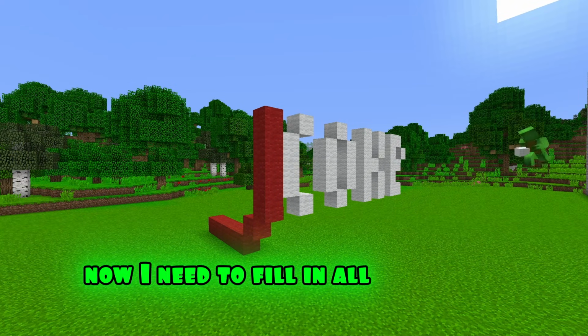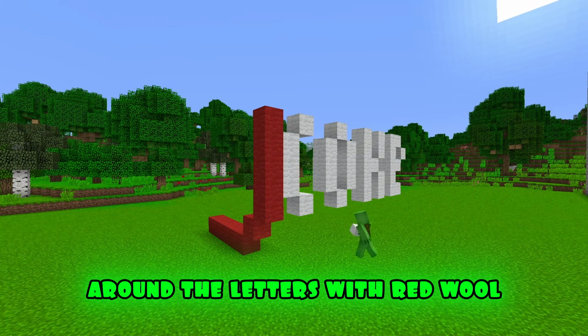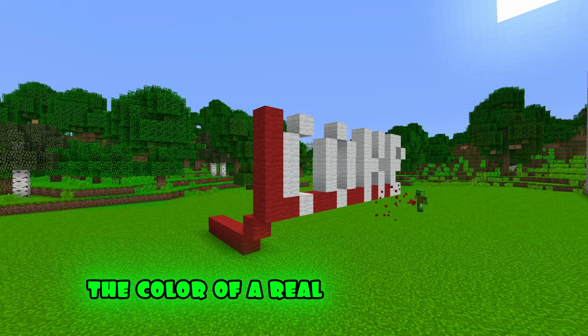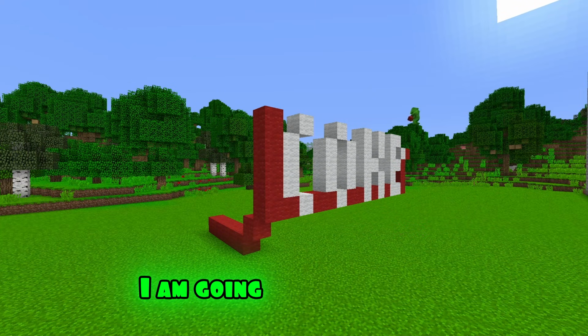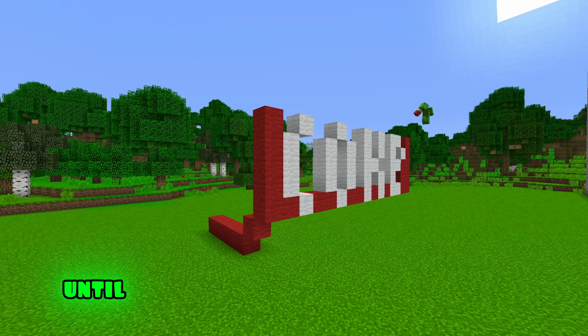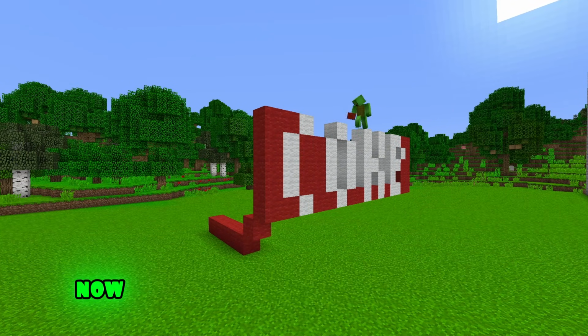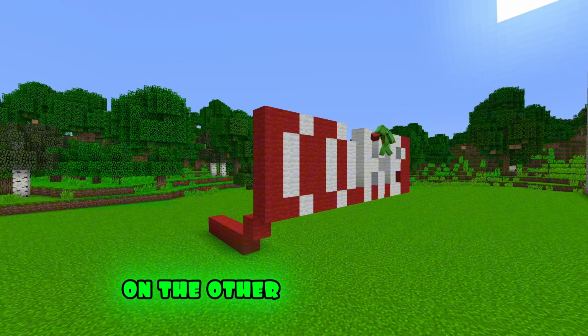Now I need to fill in all the empty space around the letters with red wool. Red wool is the perfect match because that is literally the color of a real Coca-Cola can. I am going block by block, filling every gap until this whole side is covered in red with the white Coke logo showing through.